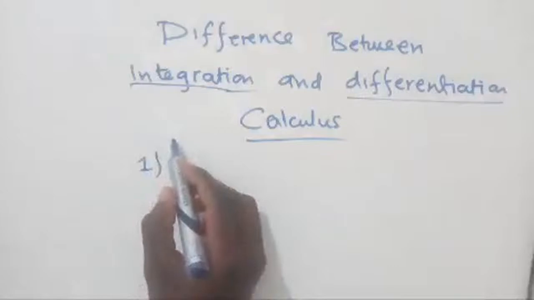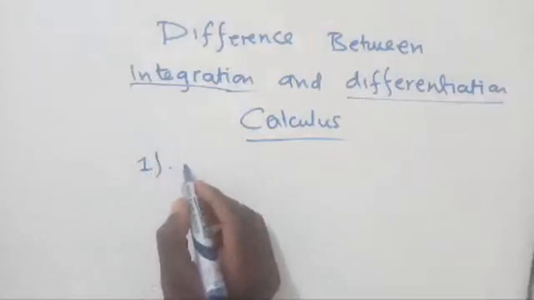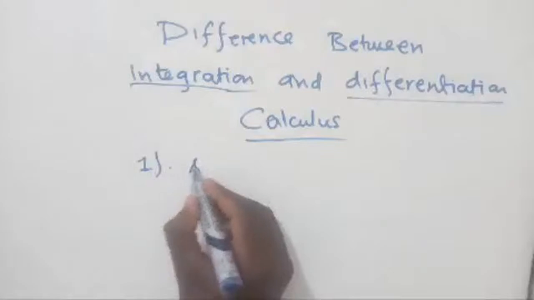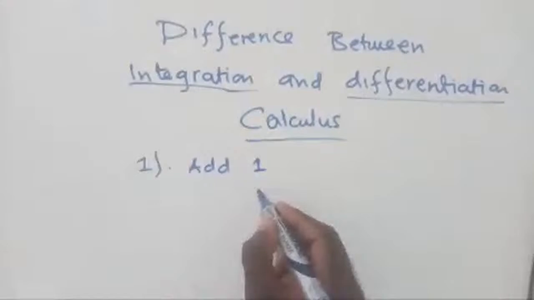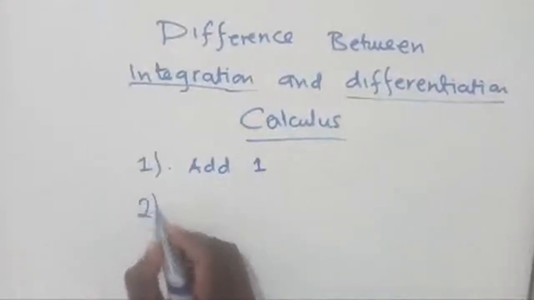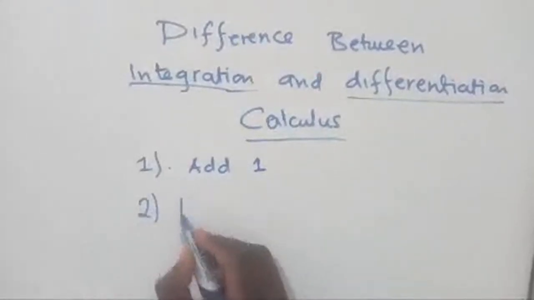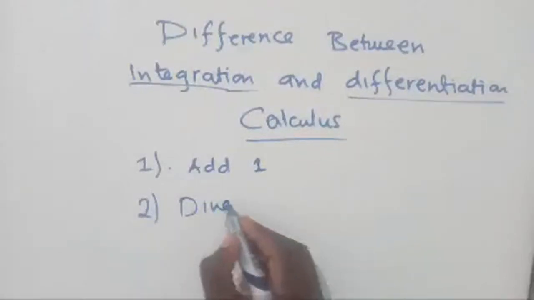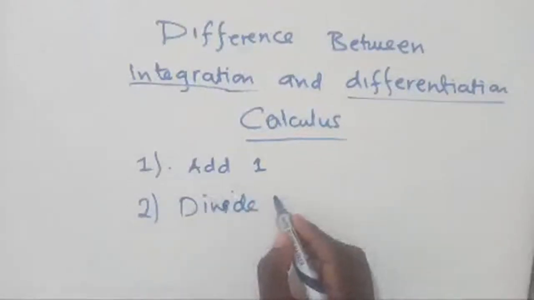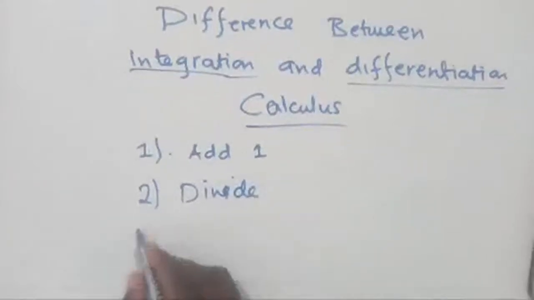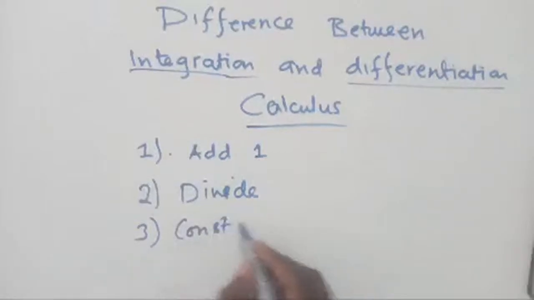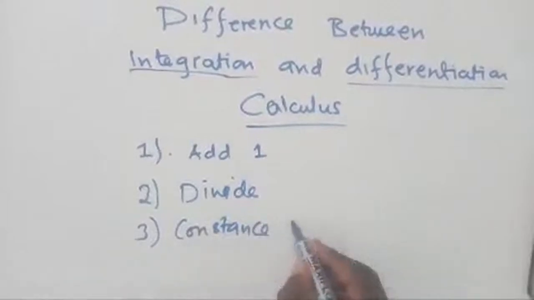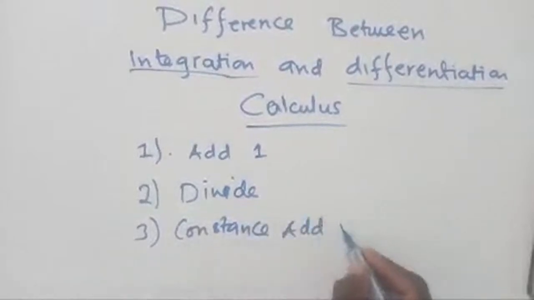So for integration, one more thing that you should know is that always you add 1 to the power. Whichever power you have, you add 1. Step number 2, you divide the new power that you have. Step number 3, I'll just talk about these 3 things. For every constant, you add a variable.